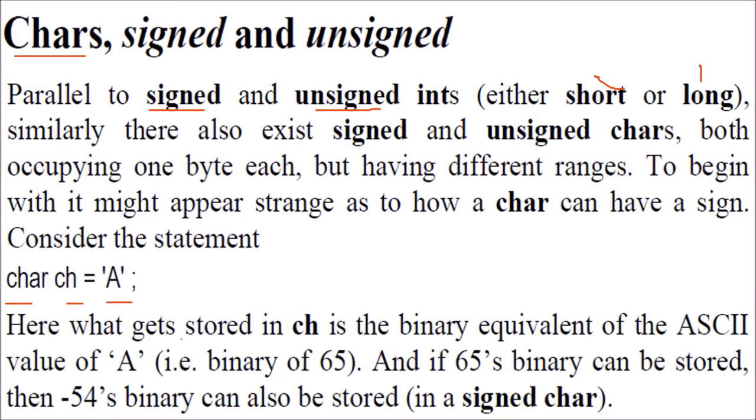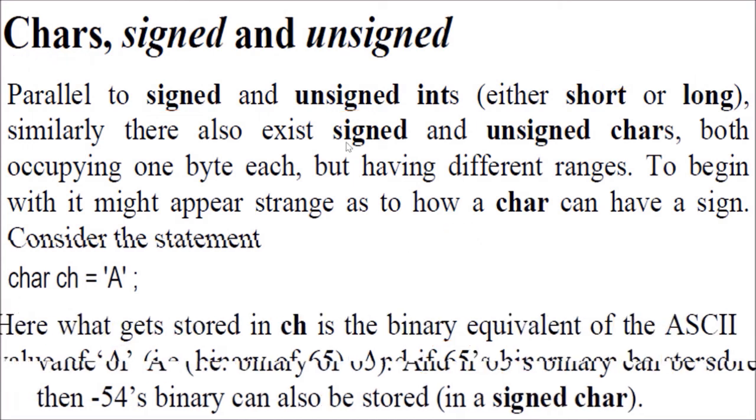So now this a is having a value which is 65, which is in binary. So this is all good. And if this 65 binary can be stored, and you want to store minus 54 also, this can also be stored. And this is now a signed character.